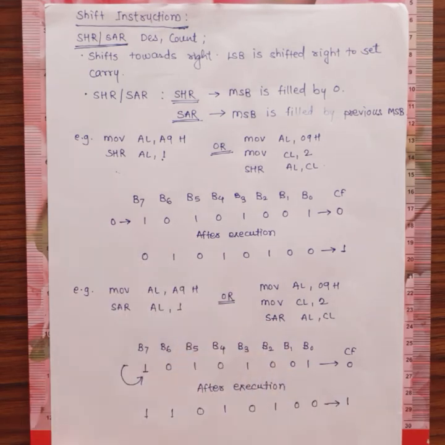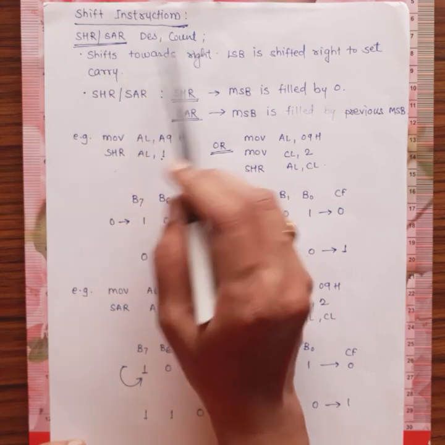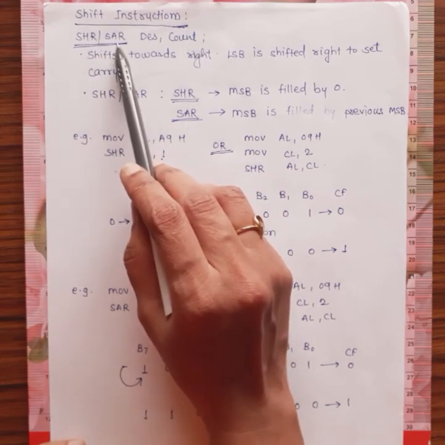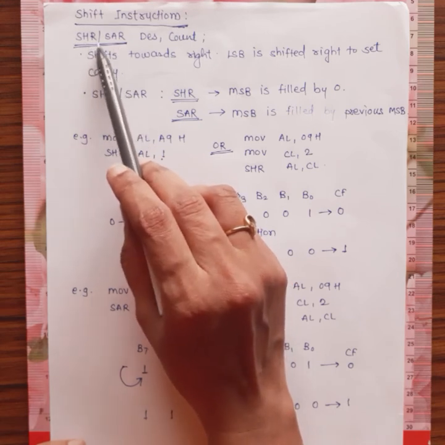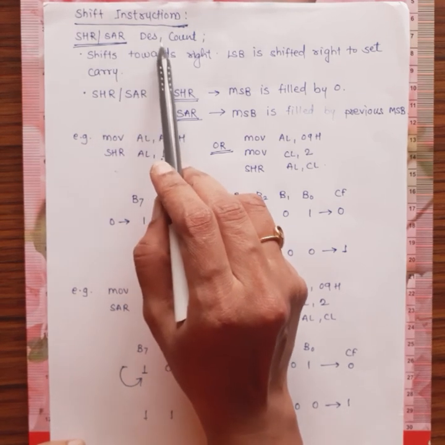We know when the bits are shifted towards right, it is performing a divide by 2 operation. So when the opcode performing divide by 2 operation is SHR or SAR, the instruction can be written by the following syntax: SHR (shift towards right) or SAR (shift arithmetic right), destination operand, comma, count.